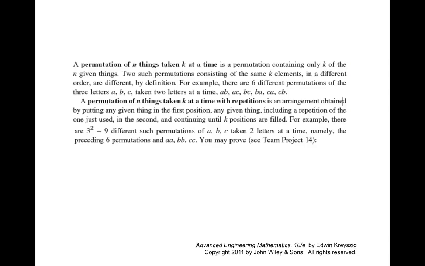A permutation of n things taken k at a time with repetitions is an arrangement by putting any given thing in the first position, some given thing in the second position, and then continuing until k positions are filled. So for A, B, and C, there are 3 squared, because if you take 2 letters at a time, there would be 3 things taken 2 at a time. It's 9 different possibilities. So we would have the preceding 6 permutations as well as AA, BB, and CC because we're allowing repetitions.